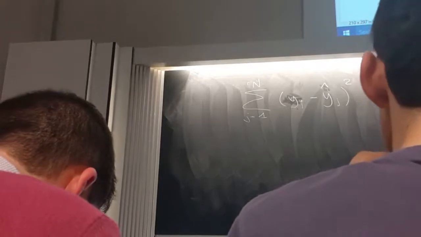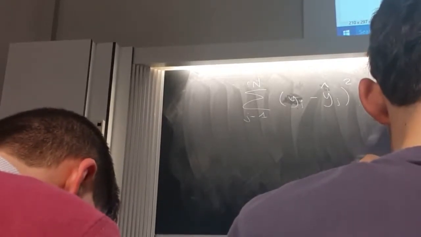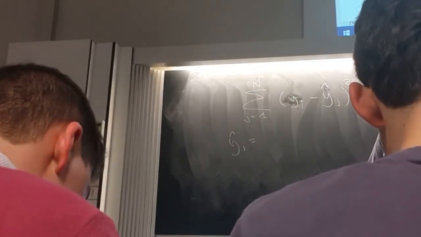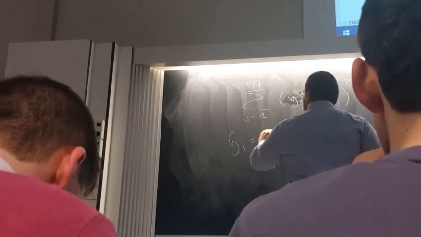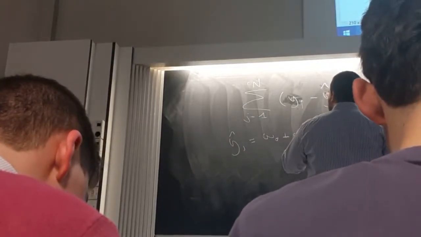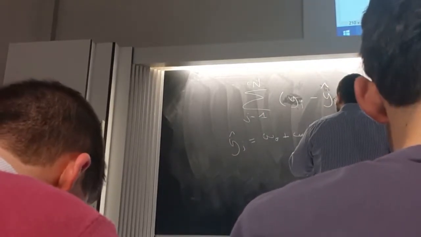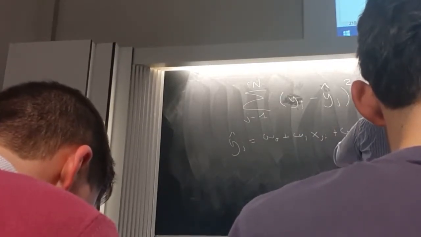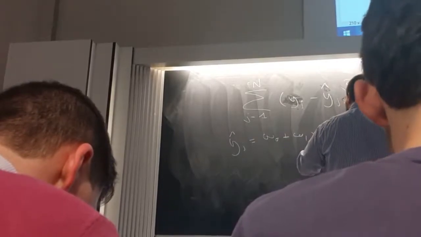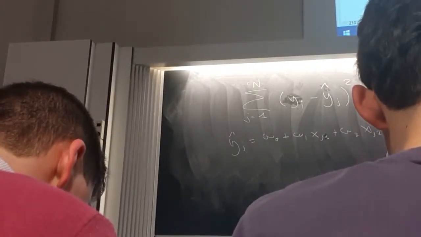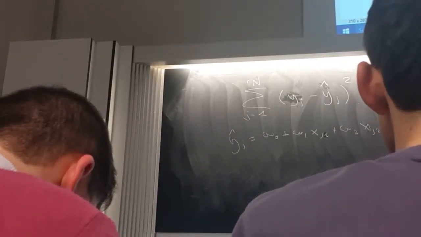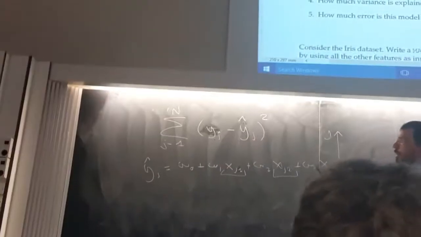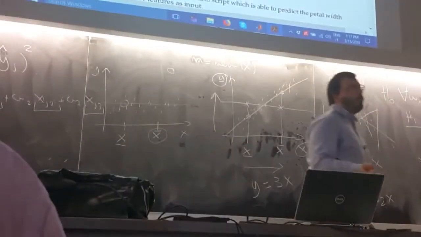So here the prediction is given by the linear model. So how's the formula for the prediction? W0 plus W1 x y1 plus W2 x y2 plus W3 x y3, where these three values are the three inputs we selected from a specific sample.